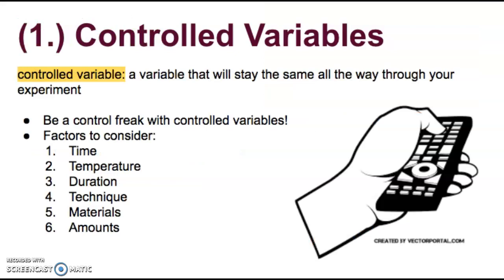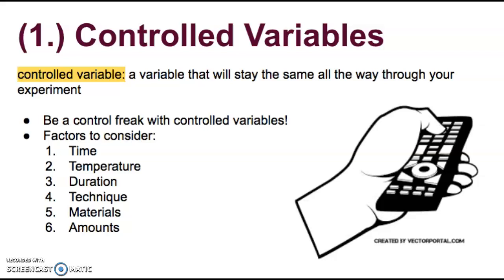So the first of our three types of variables is called a controlled variable. This is a variable that is going to stay the same the whole way through your experiment. This is one of the only times in life where it is totally okay to be a control freak. You want to control the controlled variables in your experiment as completely and as well as you possibly can. If you control these controlled variables, you'll notice that the results you see are really all about pointing to the one thing that you allowed to change.